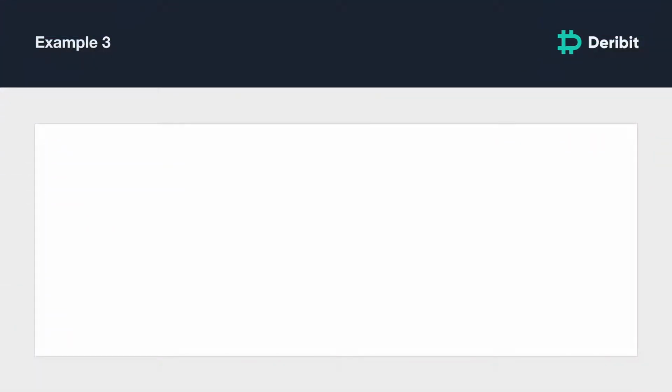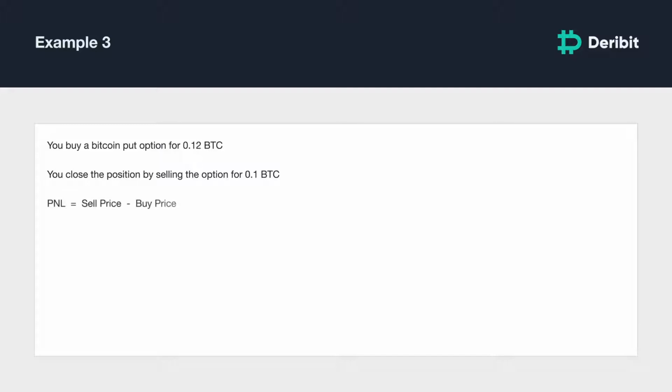How about a put option though? You buy a Bitcoin put option and pay a premium of 0.12 BTC. Sometime later, the option has lost some value and has a current best bid of 0.1 BTC. You decide to close this position by executing a sell order at the available price of 0.1 BTC. As before, your profit and loss is your sell price minus your buy price. Your sell price was 0.1 BTC and your buy price was 0.12 BTC, so 0.1 minus 0.12 works out to negative 0.02 BTC. Your position therefore made a loss of 0.02 BTC.